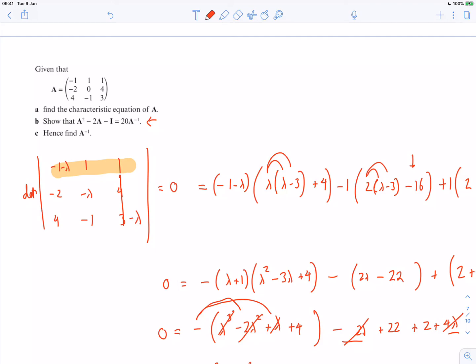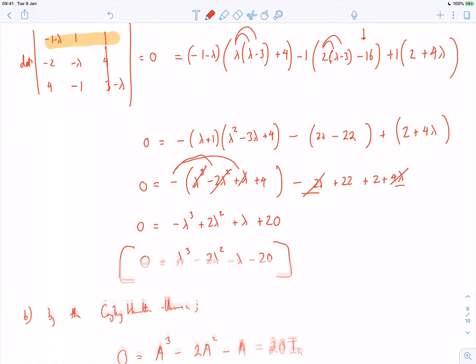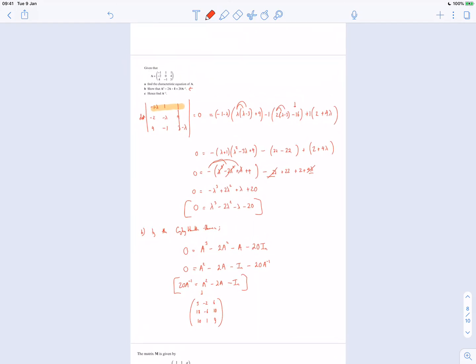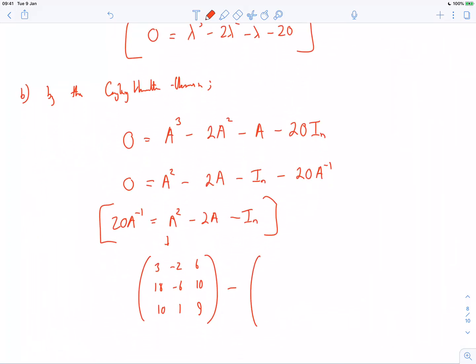So if I go option, matrix A, and I times that by matrix A. Right, okay, so I get A squared is actually the 3x3 matrix of 3, minus 2, 6, 18, minus 6, 10, 10, 1, 9. Okay, let me just double check I've got that right, because I did have some other matrices saved in here. Minus 1, 1, 1, 2, 4.